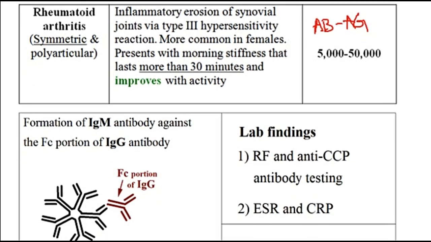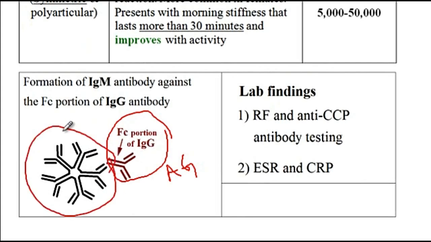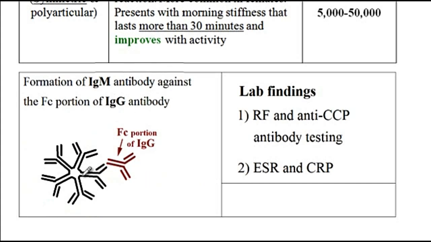So here, the antigen that we are having is the IgG antibody itself. So this one is the antigen. And then the IgM is attacking the Fc portion of the IgG. So here we have the antibody, which is IgM, attacking the IgG as an antigen. And so therefore, this antibody-antigen immune complexes is what induces the inflammatory reaction. And this complex is referred to as rheumatoid factor.